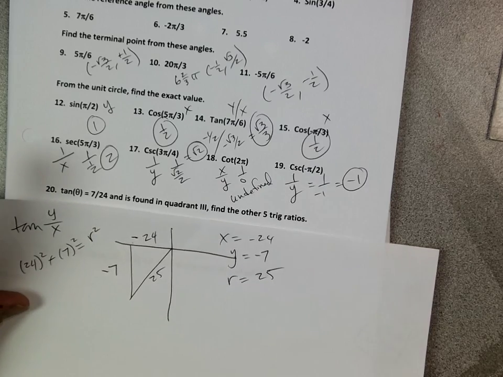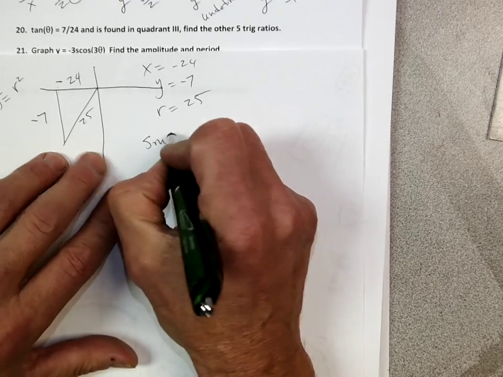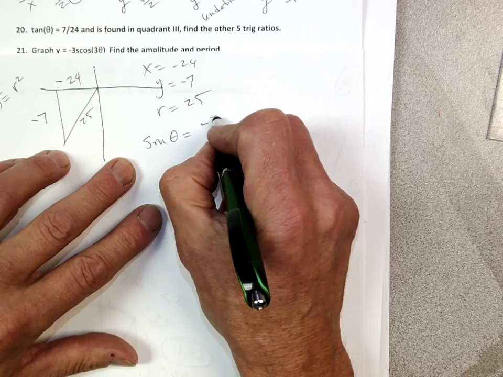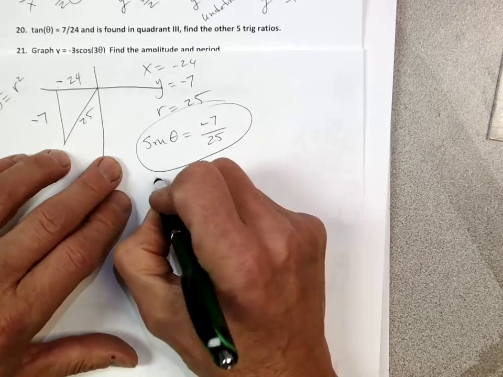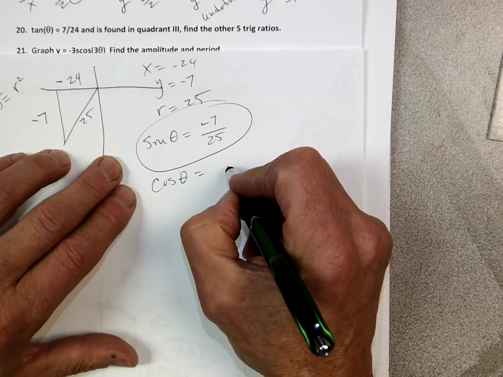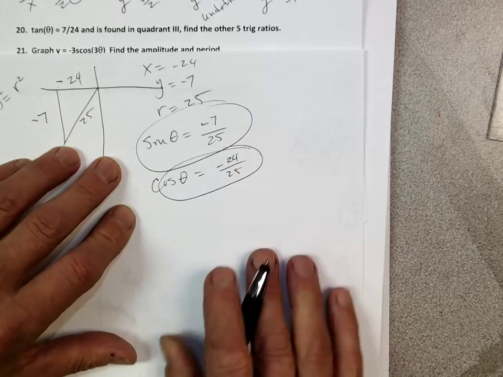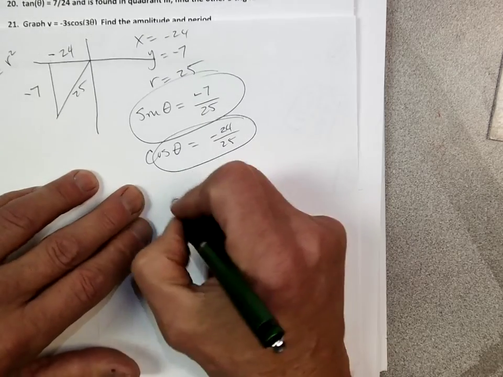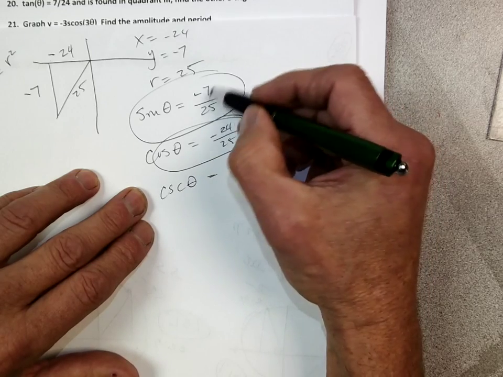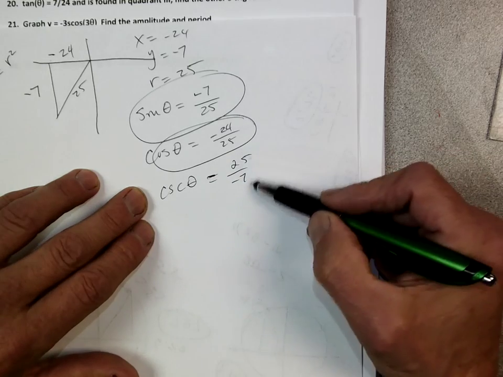Okay, now I'm just going to use the blue ratios on the board. So let's start off with this. I know that sine of theta is my y over my r, so it's just going to be my negative 7 over 25. Cosine of theta is my x over my r, which is going to be my negative 24 over 25. Already did tangent, so let's do my cosecant of theta, which is the inverse of sine. So I'm just going to go straight to 25 over negative 7, or the r over the y.